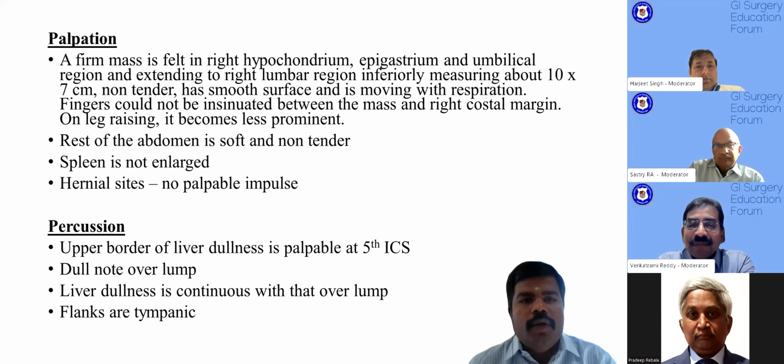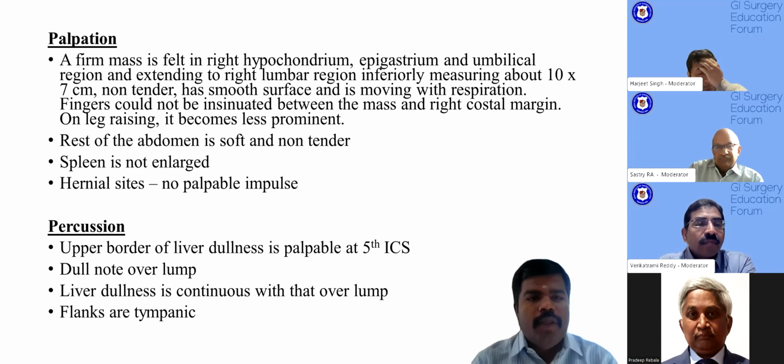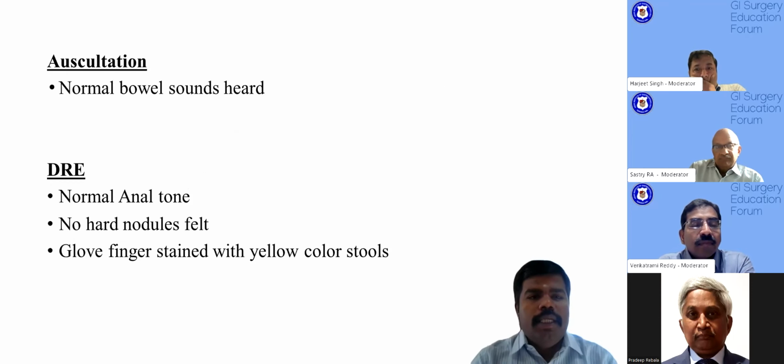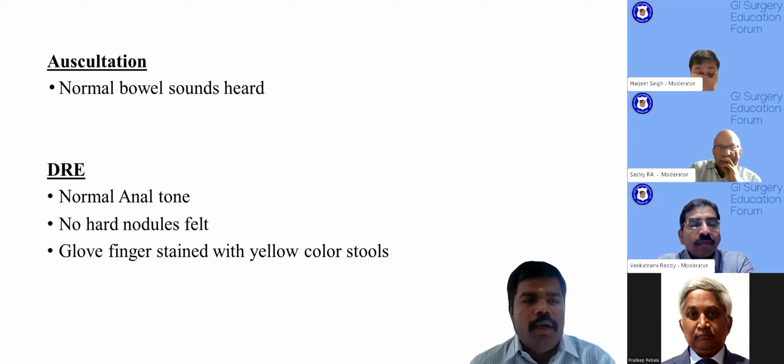And fingers could not be insinuated between the mass and the right costal margin. On performing the leg raising test, the mass becomes less prominent. Rest of the abdomen is soft and non-tender, spleen is not enlarged, and there is no palpable impulse in the hernial orifice. On percussion, the upper border of liver dullness starts at the right fifth intercostal space in the midclavicular line, and there is a dull note over the lump, and the liver dullness is continuous with that of the lump. The flanks are tympanic. On auscultation, normal bowel sounds are heard. On digital rectal examination, the anal tone was normal, no hard nodules felt, and the gloved finger stained with yellow colored stools.